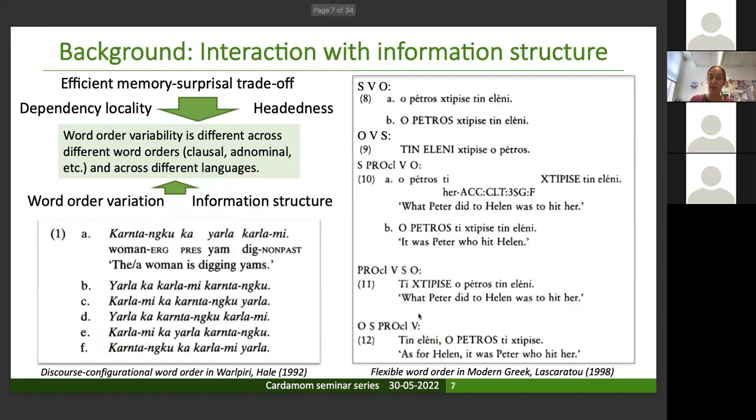So on the previous slide, we identified 3 factors that impact dependency locality and in turn the memory-surprisal trade-off, namely word order variation, head finality, and information structure. These topics are of course related to one another, right? It's well known that in many languages, including the exemplified languages here on the slide, Warlpiri and Modern Greek, word order is far more flexible than in English or German, for example.